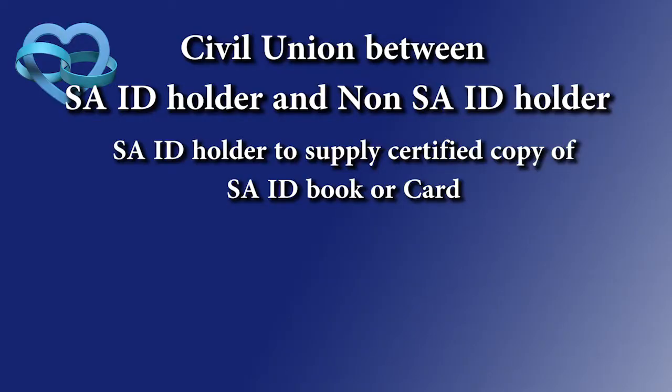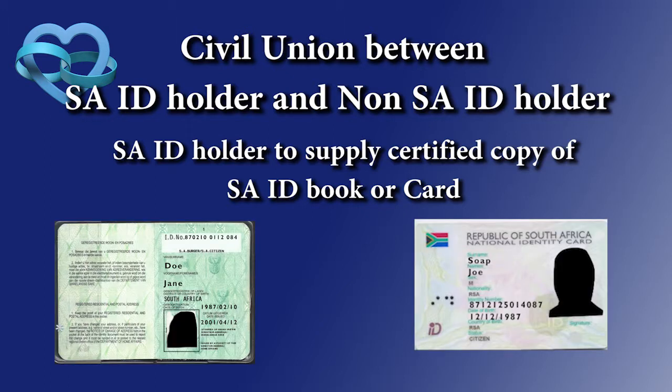The person that has the South African ID number, whether it's a card or a book, even if you're not a citizen of South Africa, if you've been issued with the ID number, you must get married under that ID number. So you need to supply either the copy of the book or the copy of the ID. I would need that to be able to register your civil union partnership or marriage.